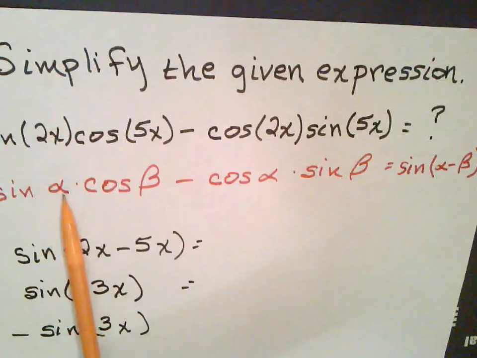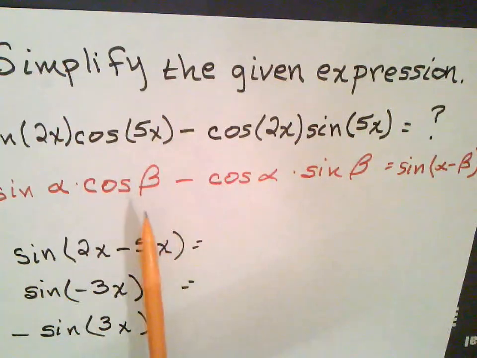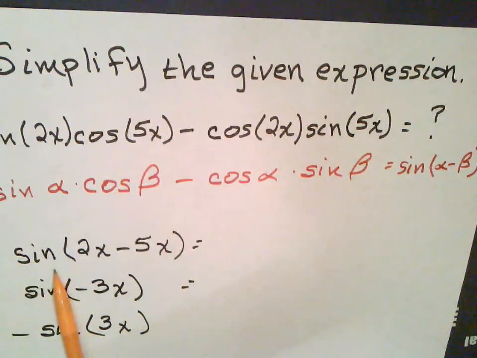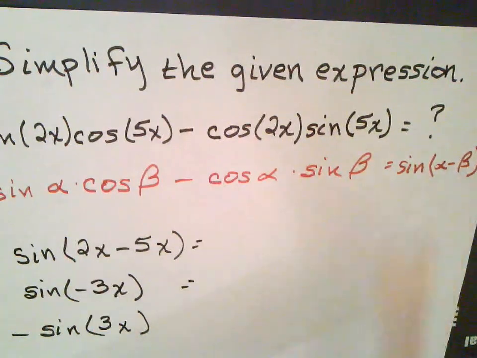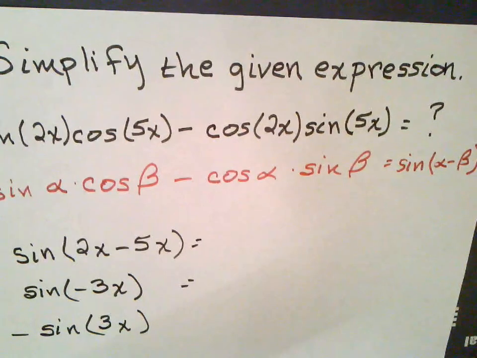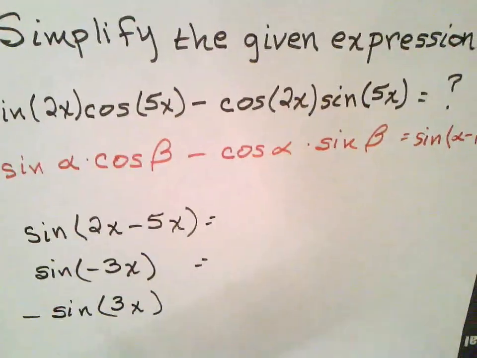So the alpha is 2x and the beta is 5x. So we come down here, we're going to replace the alpha with 2x and the beta with 5x. When you subtract, you get a negative 3x, so sine of negative 3x. We're going to apply our even odd identities, so the sine of negative 3x is the same thing as negative sine of a positive 3x. So that was another way of looking at another type of problem.